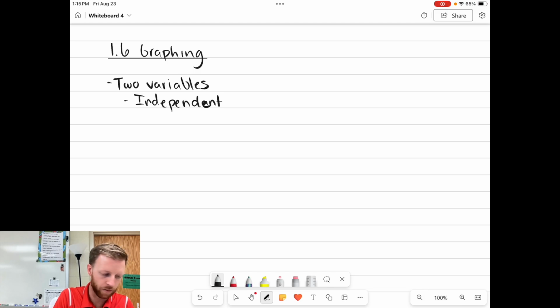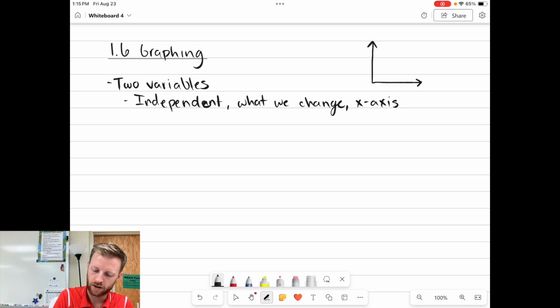An independent variable is what we are changing, or what we change. And it goes on the x-axis, so it sits on the bottom of the graph. And so just for reference, we're going to draw a little graph up here. And we're going to make sure we know that this is the x, this is the y. There's a z-axis to make it three-dimensional. We don't have to worry about that.